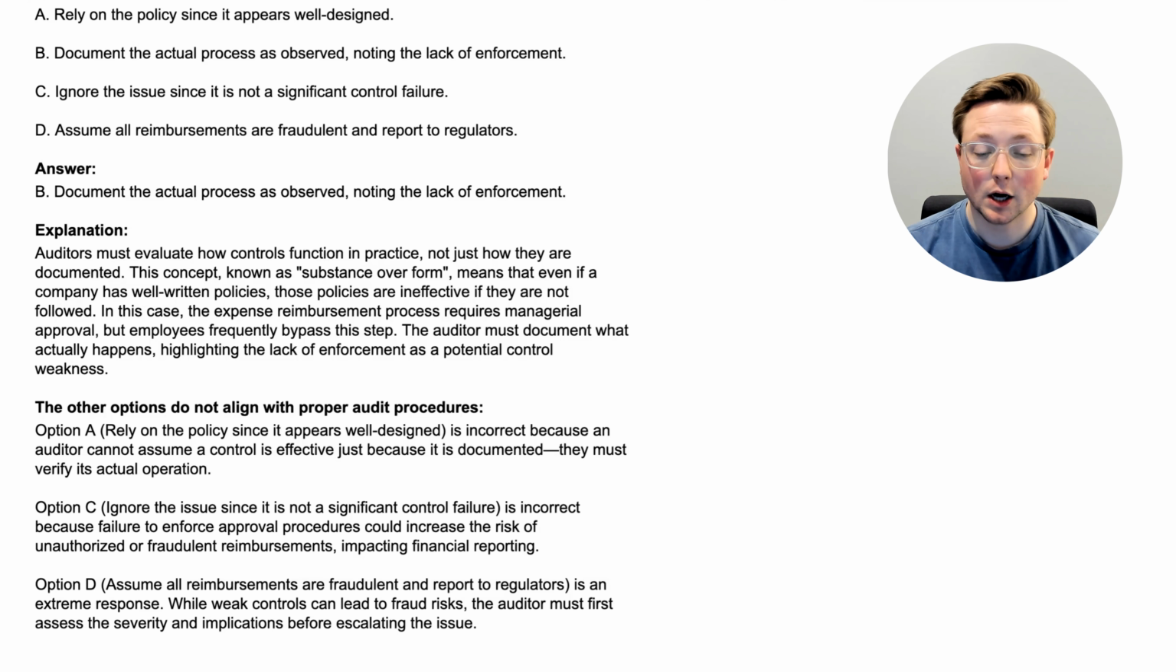And then option D, assume all reimbursements are fraudulent and report to regulators, is an extreme response. While weak controls can lead to fraud risks, the auditor must first assess the severity and implications before escalating the issue. And that kind of has to do with professional skepticism. An auditor is not going to assume that everything is totally wrong just because of one thing, but they're also going to apply professional skepticism to make sure things are actually happening the way they're supposed to be happening.